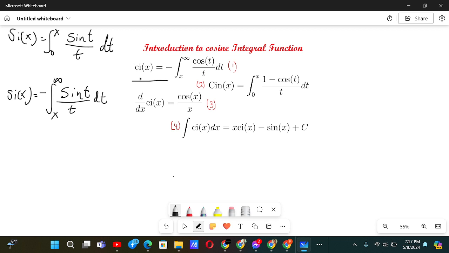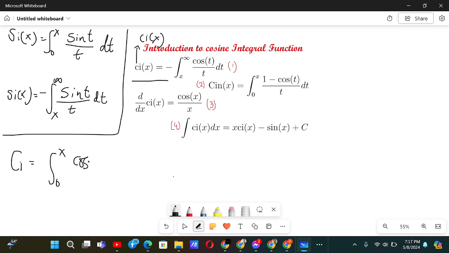And one thing to notice is, for cosine we don't really have a capital Ci function. I mean, we can write this function itself as capital Ci, there's no problem in that, but we don't have this function, the integral from 0 to x of cos t by t dt.